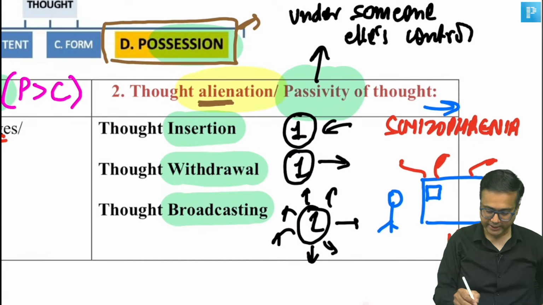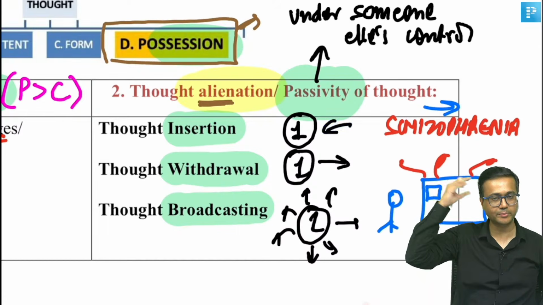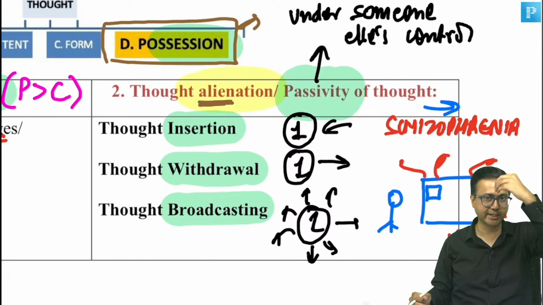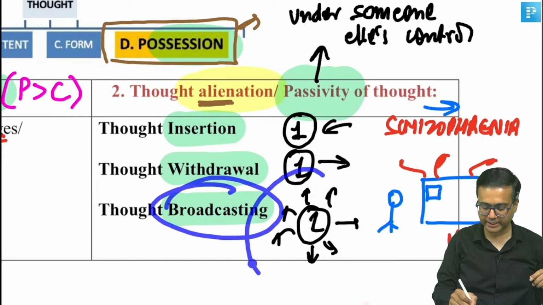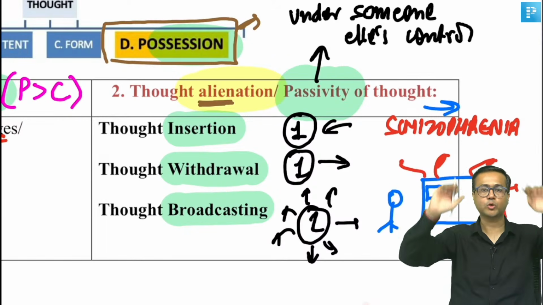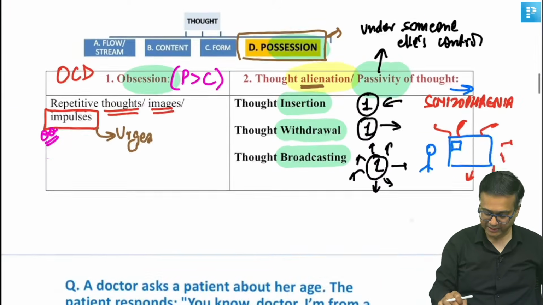Is it clear, beta? In insertion, somebody is inserting thoughts in my mind. In withdrawal, somebody is taking away my thought. And in broadcast, beta, what is it? The patient says that my thoughts are getting broadcasted outside. Right? Let's see some questions, beta.